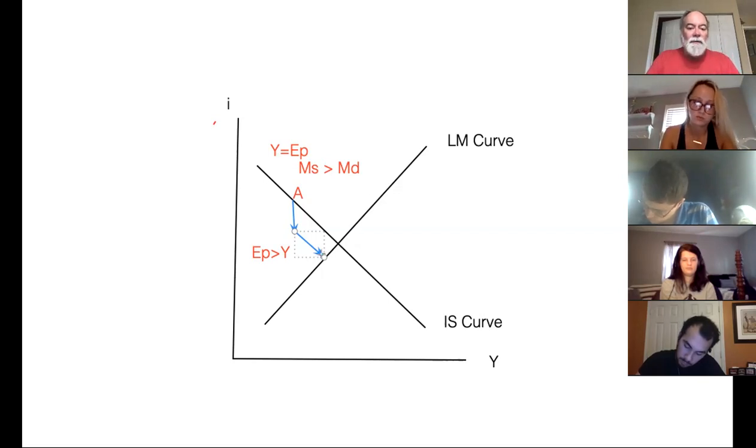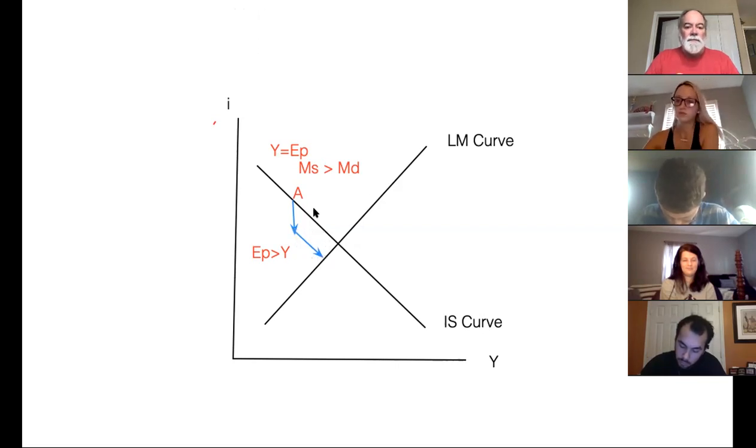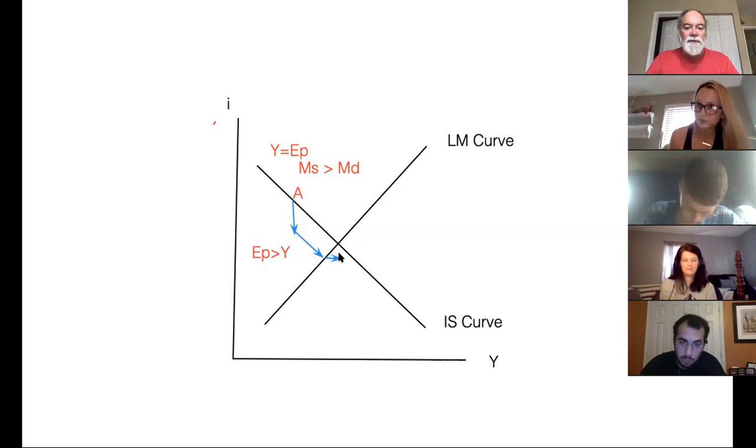So now, let's see, can I start over? Now we're going to be headed, oopsie, wanted to start over. Let's try this, and then we'll try that. So now we started heading this way in the direction of the IS curve. All right.